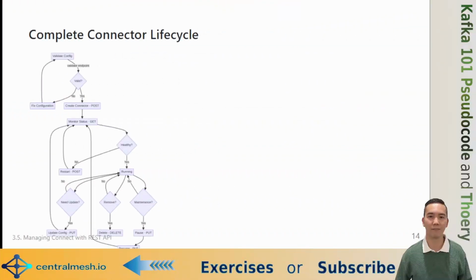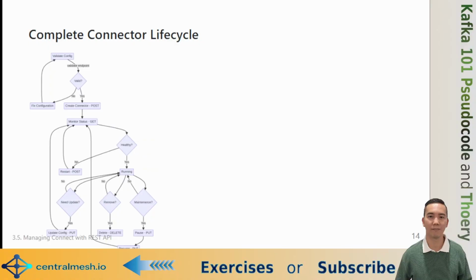This diagram summarizes the entire life cycle of managing a connector. Everything begins with validating the configuration. If validation fails, we fix the configuration and try again. Once validation succeeds, we create the connector using a POST request. After deployment, we continuously monitor its status using a GET request. If monitoring detects a failure, we restart the connector or the failed task and continue monitoring.